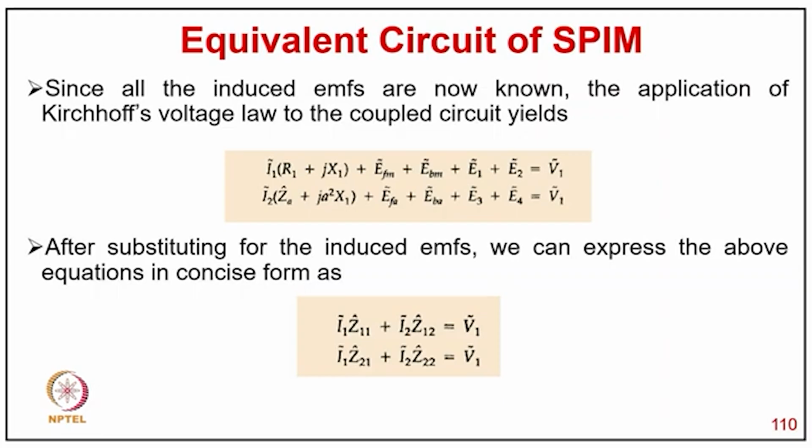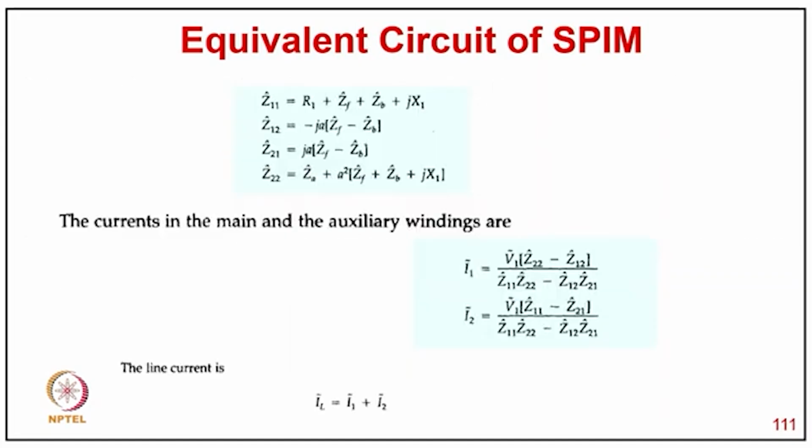I1 multiplied by (R1 plus JX1) plus E_FM plus E_BM plus E1 plus E2 equal to V1, and I2 (Z_A plus J A square X1) plus E_FA plus E_FB plus E3 plus E4 equal to V1. So after substituting the induced EMFs, we can express the above equations in concise form: I1 Z11 plus I2 Z12 equal to V1 and I1 Z21 plus I2 Z22 equal to V1.